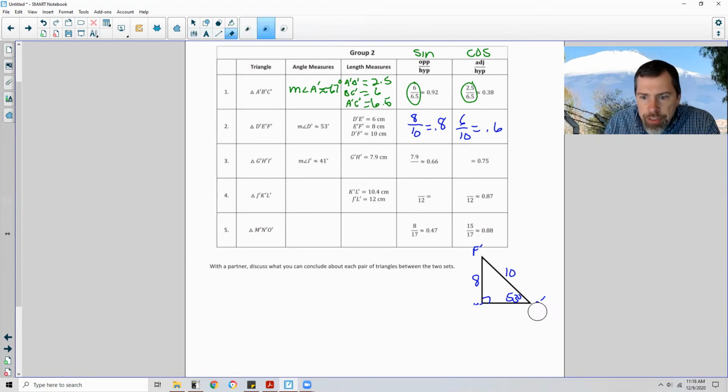Switching colors, erasing, moving along. And now we're going to do it in red. And we have the angle, 41 degrees. We have a right angle. This is our reference angle. And G prime, H prime, the measure of angle I is 41. So this is going to be called triangle GHI.